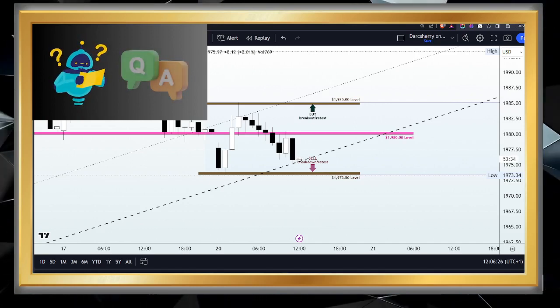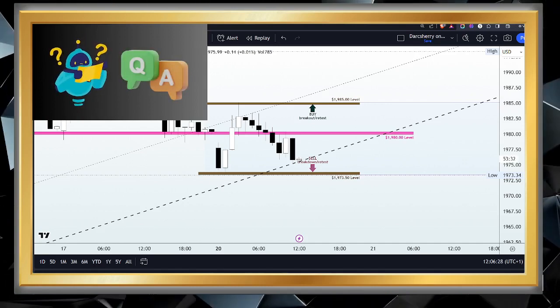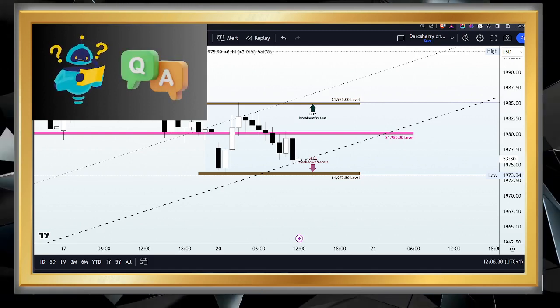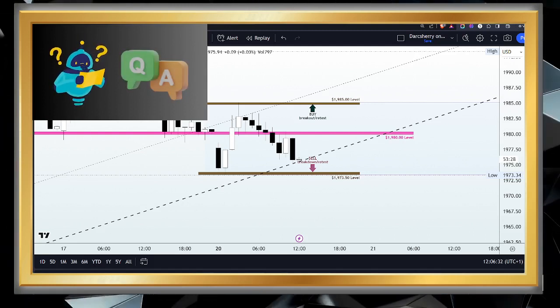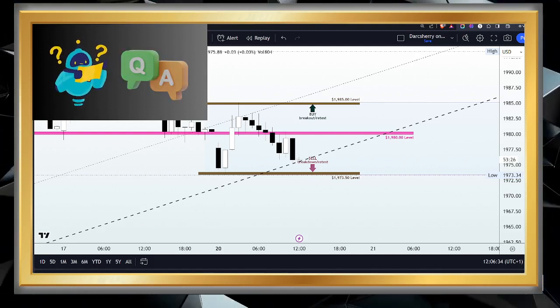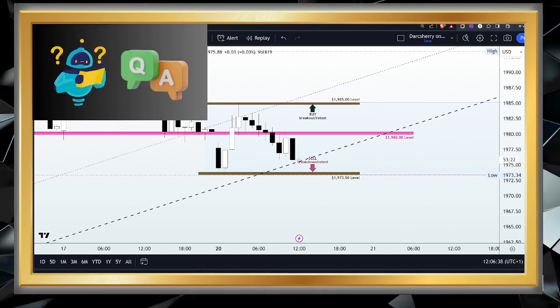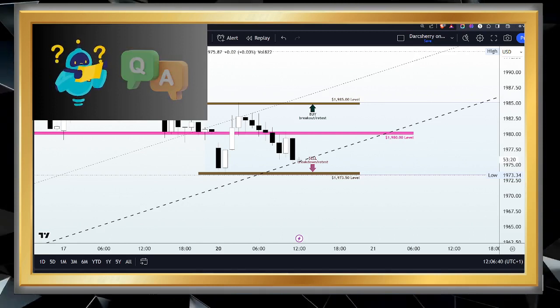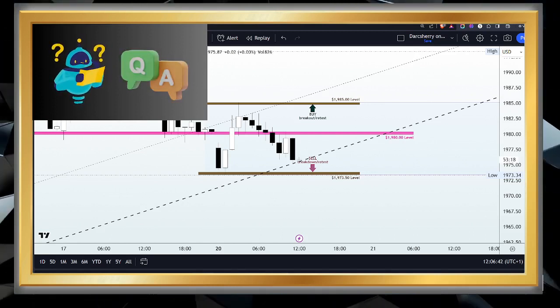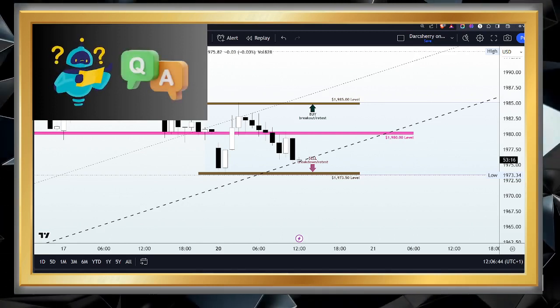Kelsin Chris L says, can the MACD and trend line along with moving average work? Well, personally, you're just complicating things. I'm an advocate of simplicity. The simpler it is, the better it is. So in this community, we only use trend lines, key levels, and chart patterns.